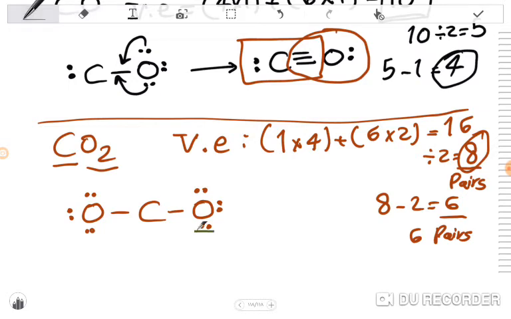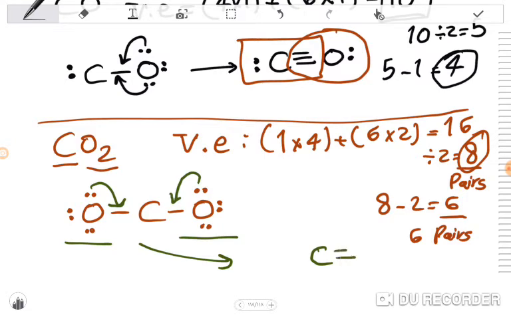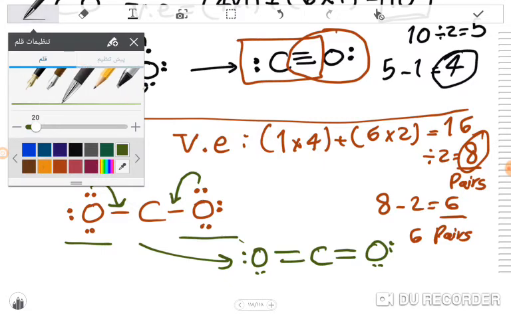The carbon says, what do you do? One lone pair shared between oxygens, from this oxygen and another oxygen, to oxygen on both sides. Do this. The carbon monoxide final structure is this. This structure is correct. Why is it correct?